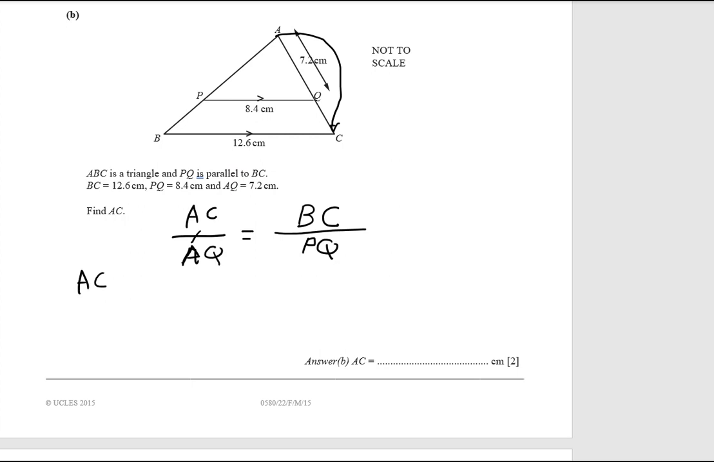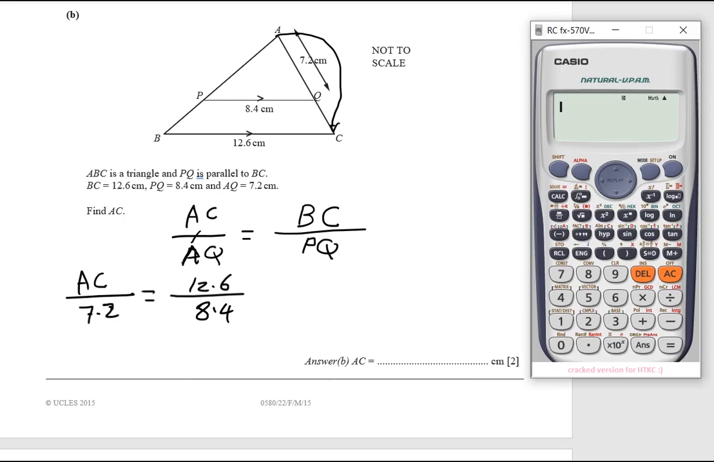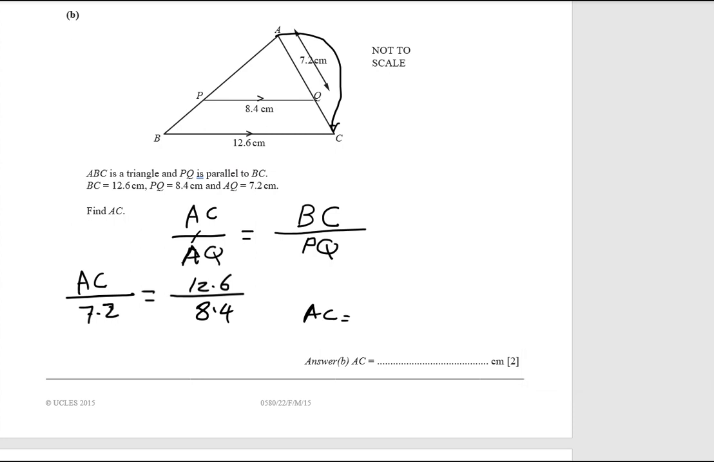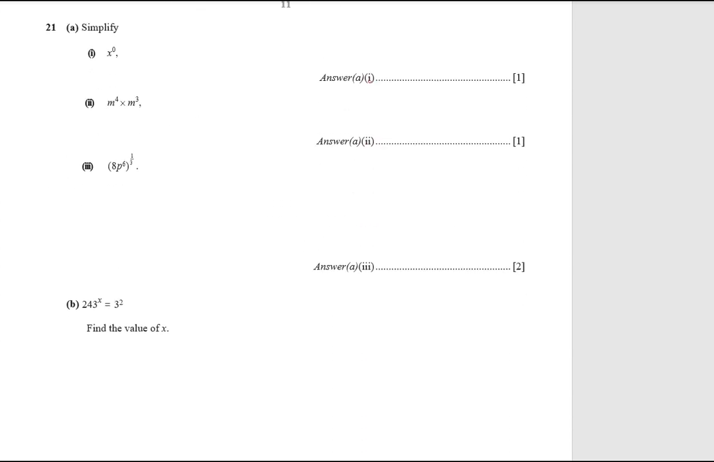So AC, the line that we need to find, divided by AQ, which is 7.2, will be equal to BC, which is 12.6, divided by BQ, which is 8.4. Bring your calculator: 12.6 divided by 8.4 multiplied by 7.2. This is your answer, which is 10.8. So AC is equal to 10.8 centimeters, and your answer here is 10.8.